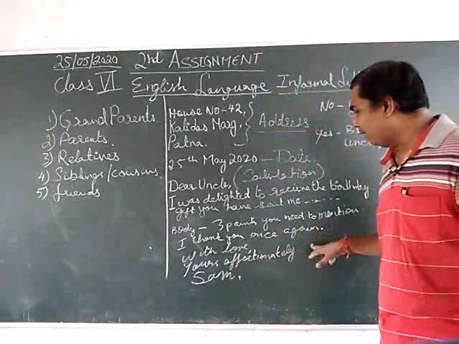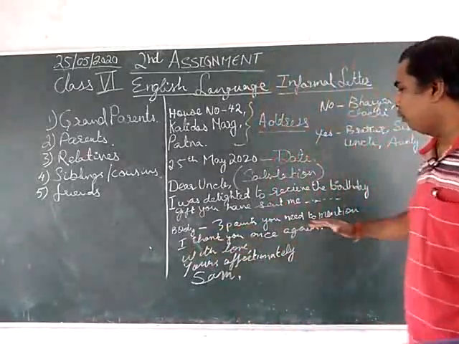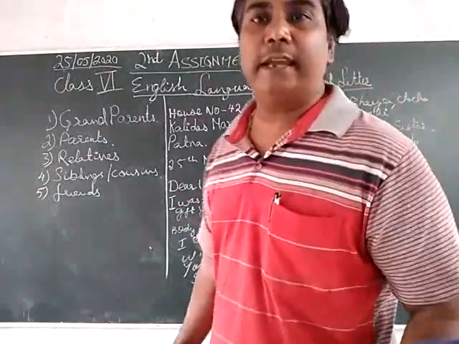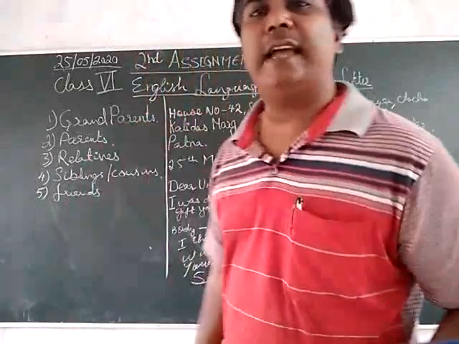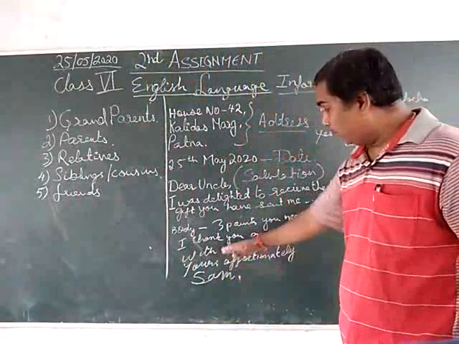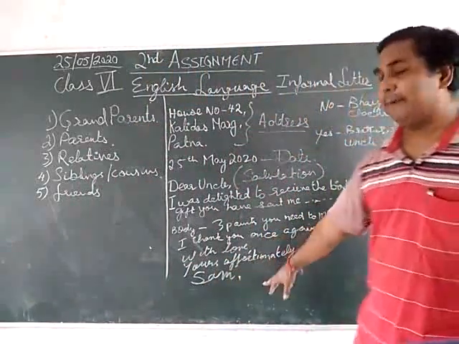Then the last part, the conclusion part. You have to mention, I thank you once again. You have to mention this phrase, I thank you once again. You need to thank your uncle once again for the birthday present which he has sent you. And you will end the letter with, Lovingly yours, affectionately, Sam.